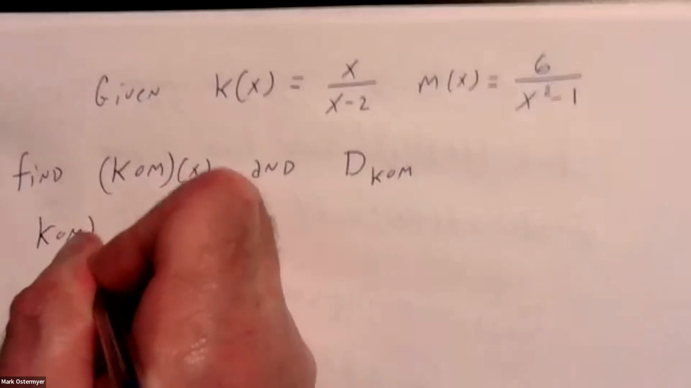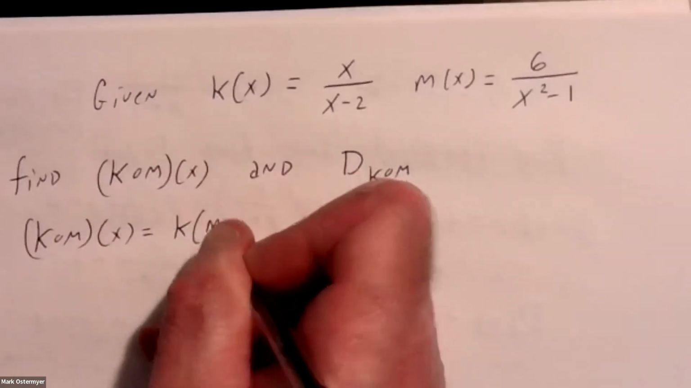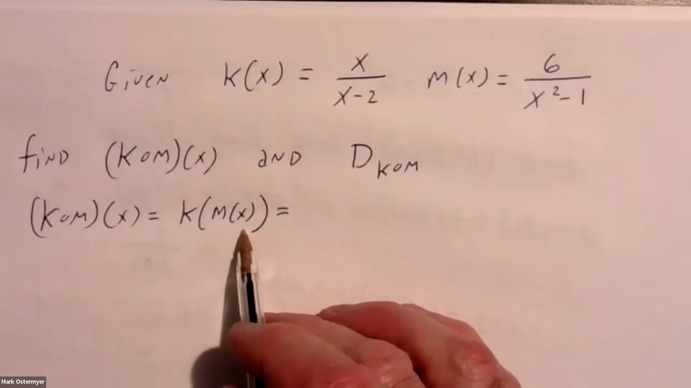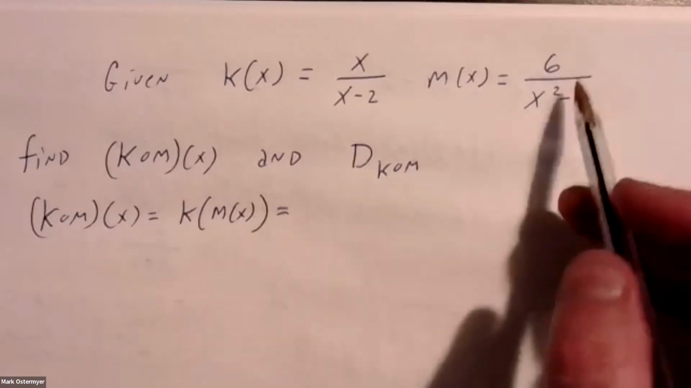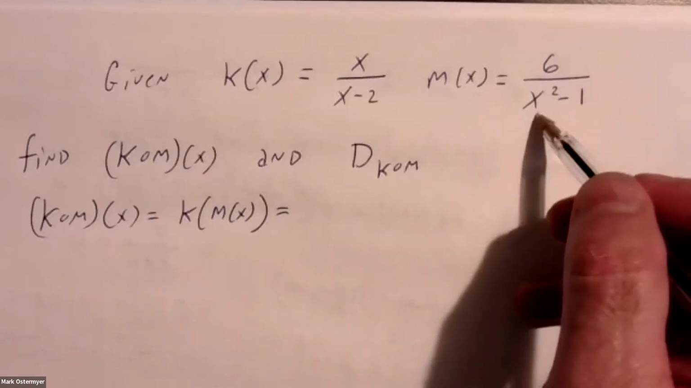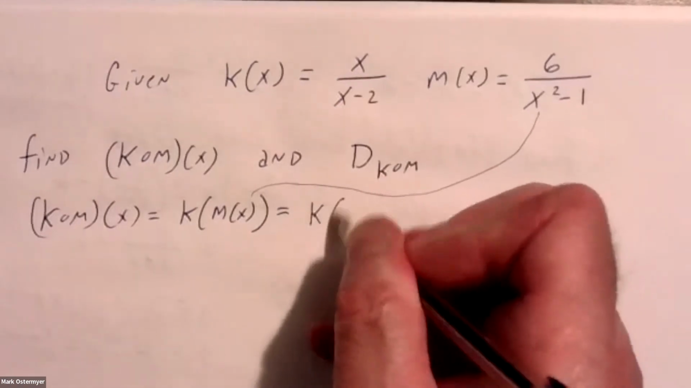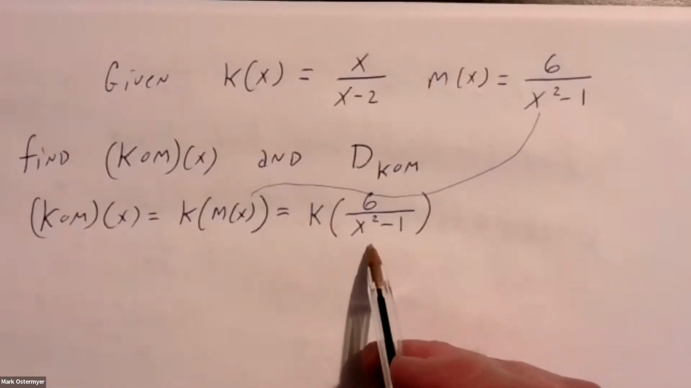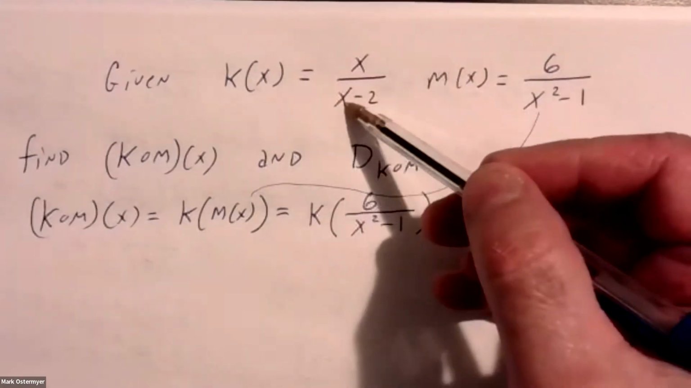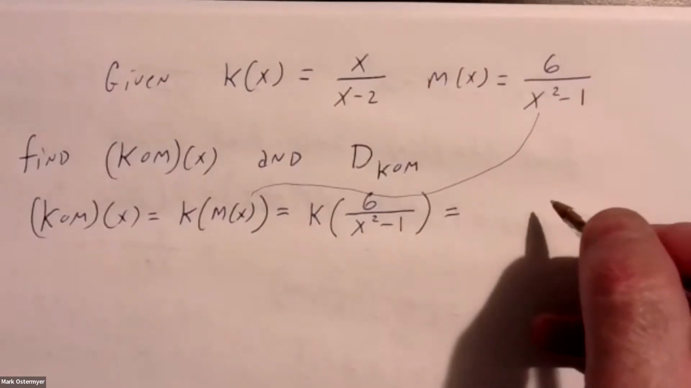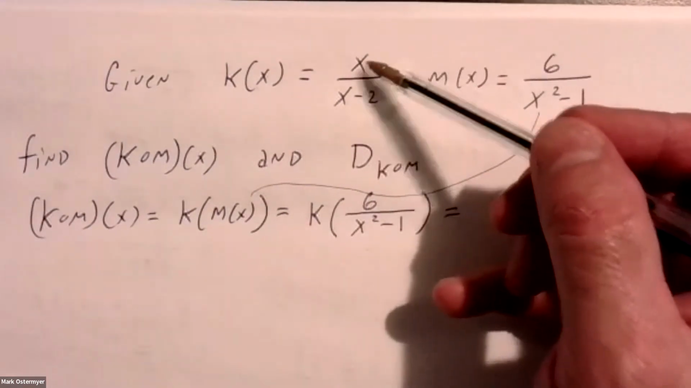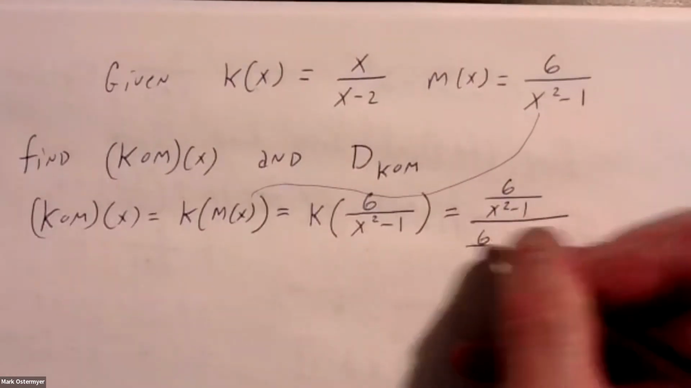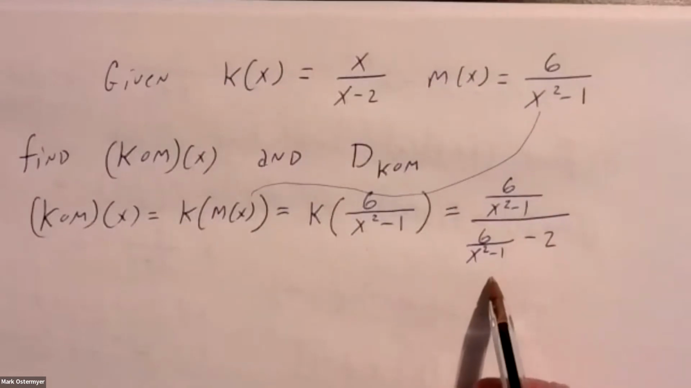Well, k composed with m of x is going to be the brand new function k of m of x. So we throw x into function m first, and out comes m of x, which is 6 over x squared minus 1. That becomes the input into function k, which means it has to drop in here and here. So our new function k composed with m of x is going to be 6 over x squared minus 1, over 6 over x squared minus 1, minus 2. That's your brand new function.